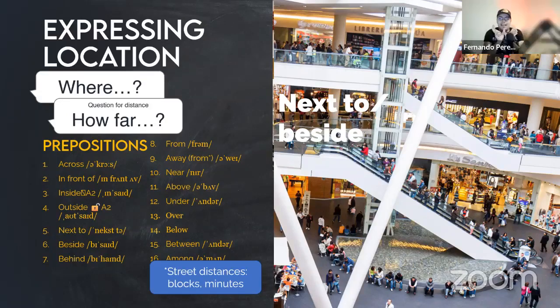How do you say hay otra oficina in English? There is other office. Where? There is other office next to office. What office? My office. My office. Complete idea.